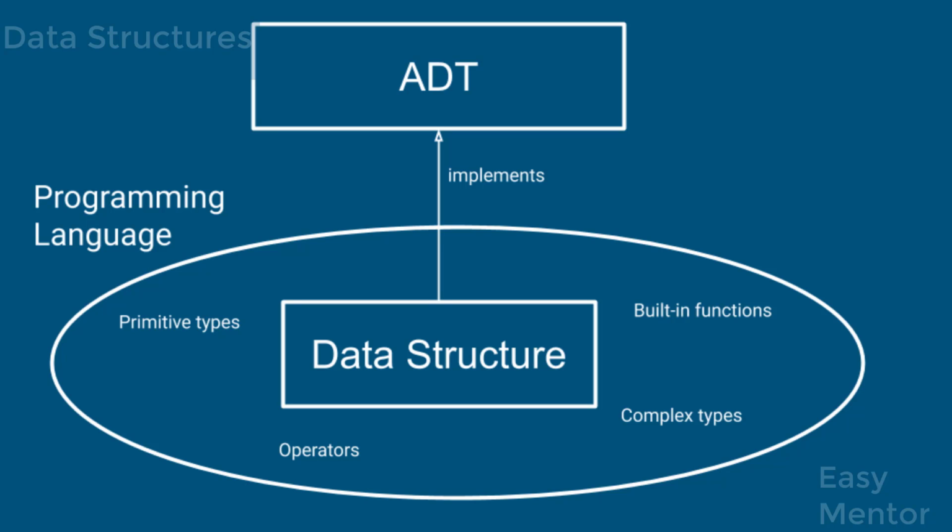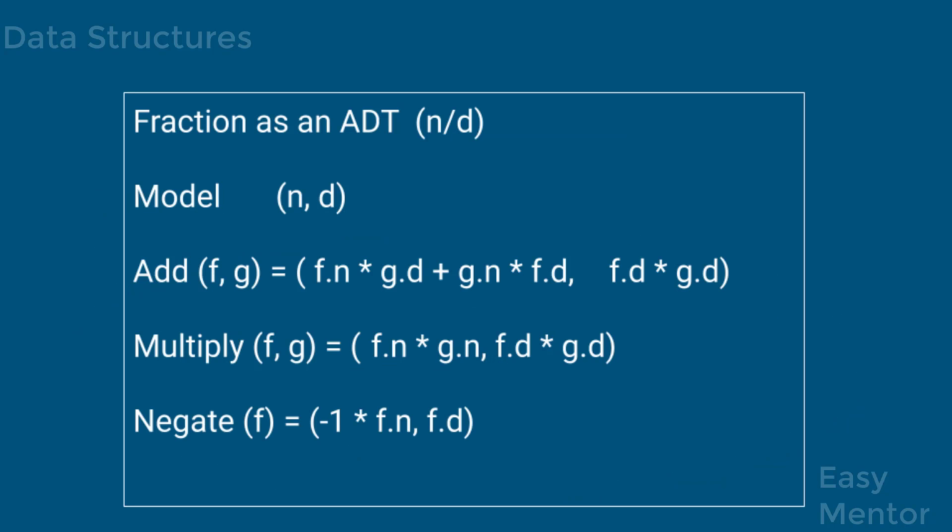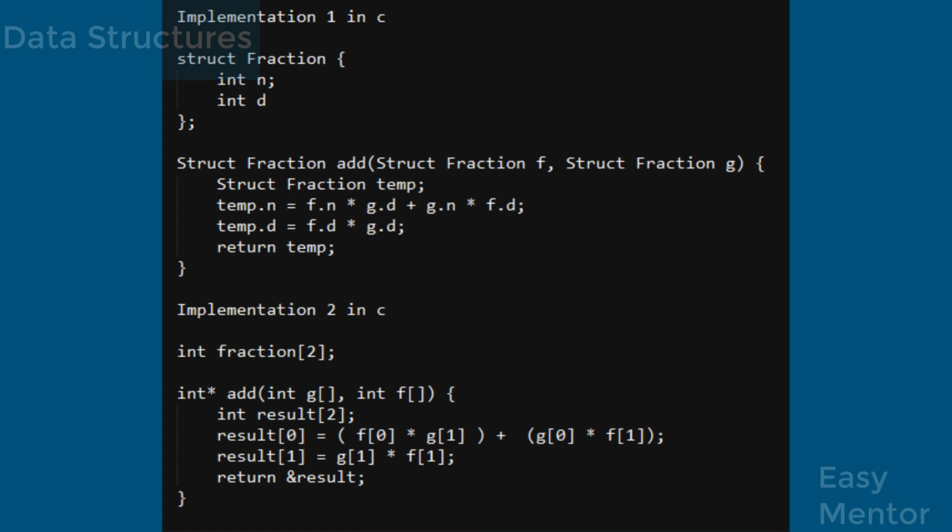Let's take an example and try to define a fraction as an abstract data type. The mathematical model for a fraction consists of a numerator and a denominator represented as a pair. We can define three operations, add, multiply, and negate, in terms of their mathematical formulae as shown here. Coming to the implementation, two possible ways of representing the model in C language are structs and integer arrays. Both of these work equally well, though struct solution is more readable.